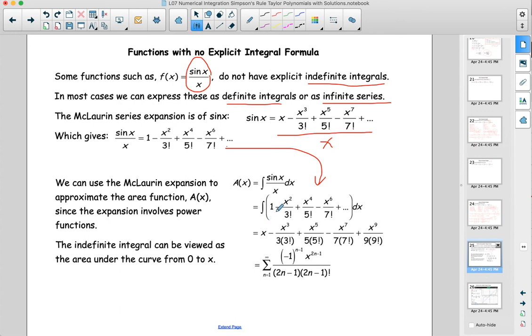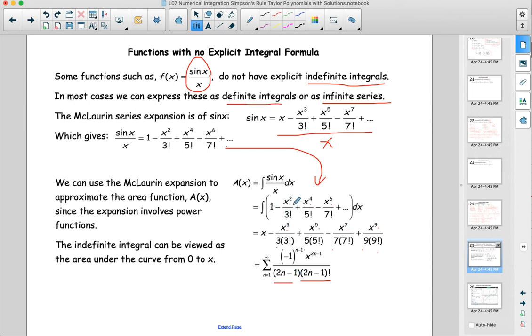Now going backwards on 1, we would get x. Going backwards on x squared, it would be x cubed over 3, and we need the 3 factorial. Backwards on x to the 4th is x to the 5th over 5 factorial. Backwards on x to the 6th, that's x to the 7th over 7 factorial. And then we would be going backwards on x to the 8th, and that would be x to the 9th over 9, and then your 9 factorial. So if we generalize, we can see here that this position is 2n minus 1. So we have 2n minus 1 factorial times 2n, and you can simply test this out.